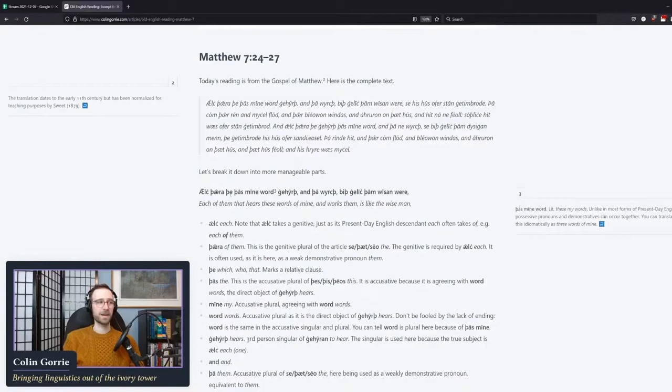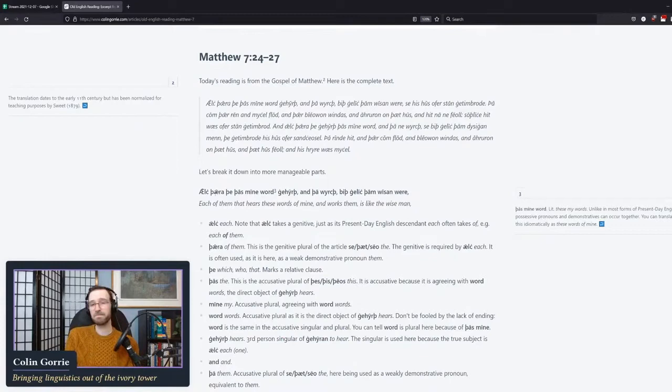Alt thara the thos mine wort. But let's take this bit as a chunk: thos mine wort. Now, these are all in the accusative plural, and what we have here is a phrase which means literally these my words.